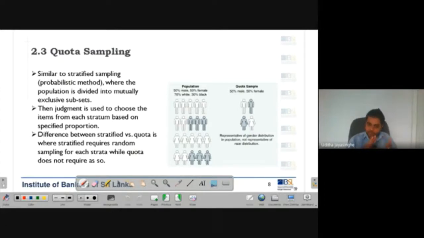So this has some relationship to one other sampling methodology that we're going to discuss in a little while, that is called stratified sampling. Stratified sampling and quota sampling are going to have somewhat similar characteristics, where the population is divided into mutually exclusive subclasses.